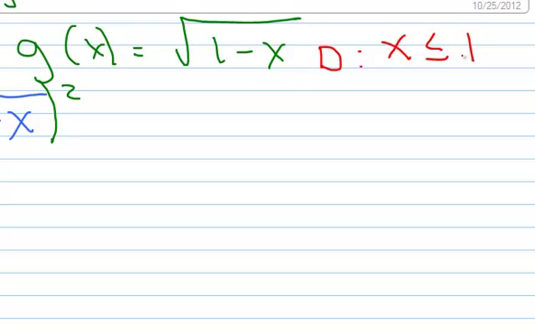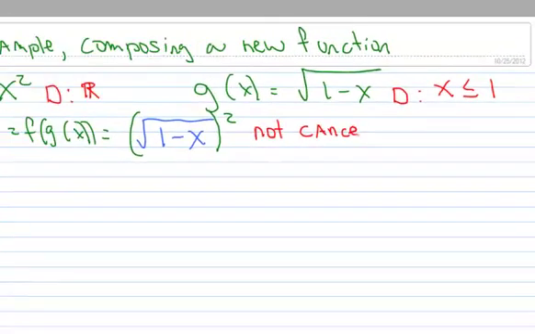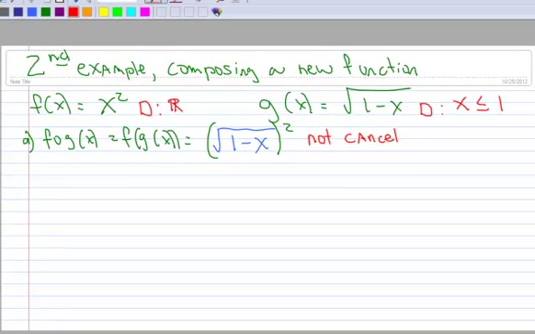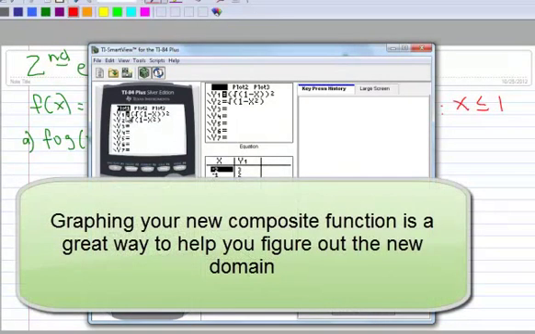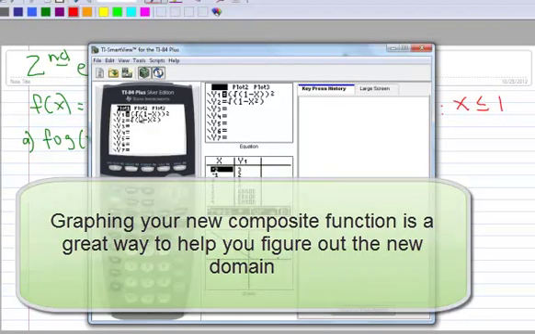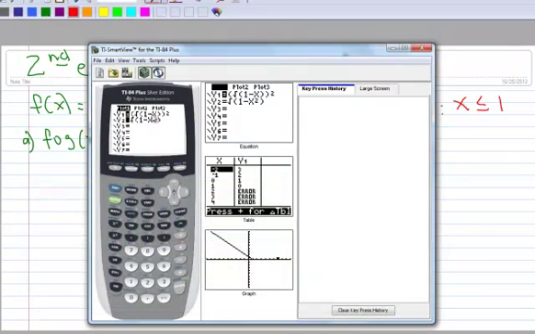So now let's figure out what our new domain is. Now, you are going to be so tempted to cancel these two things out, and I'm going to urge you to not cancel them out, because you get something different when you cancel them out. So what I want you to do is graph this, or actually you could just watch me graph it. I have it graphed right here. So here's my y equals, and just in y sub 1, that's all we're concerned with right now. There it is, the square root of 1 minus x, and then all of that is squared.